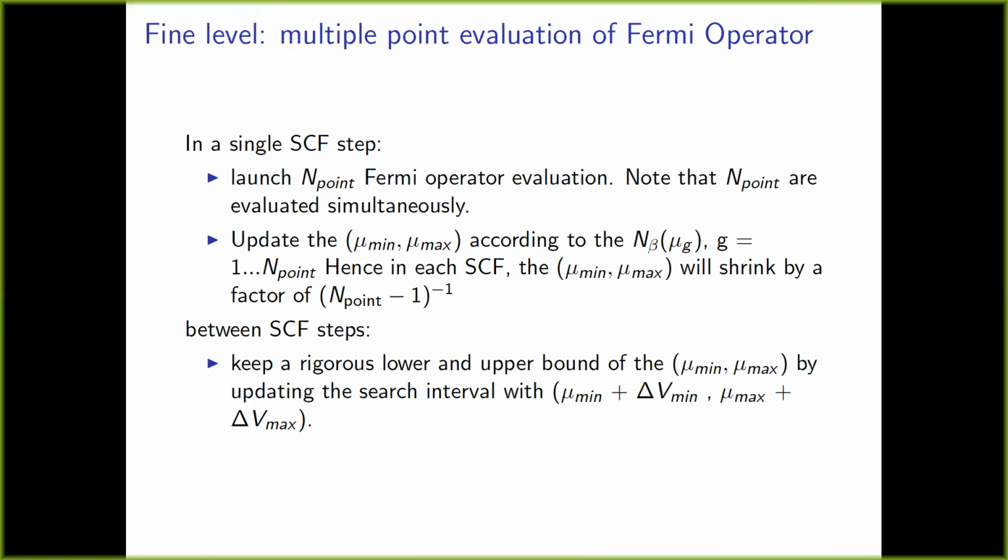Of course, n-point can be 1 and 2n. And we will update the mu min and mu max according to the calculated n beta mu g. So in each SCF step, we will narrow down the mu min and mu max range. So between two SCF steps, we will keep a rigorous lower and upper bound of the mu min and mu max by updating the searching interval with mu min plus delta V min and mu max plus delta V max.